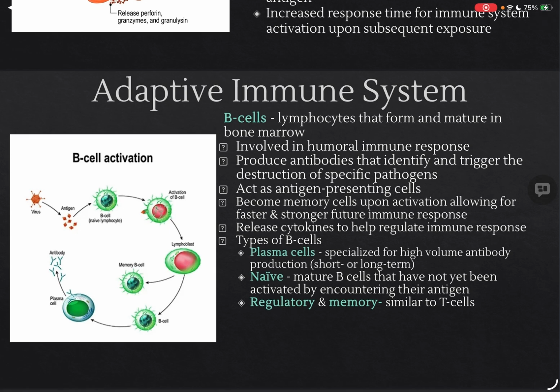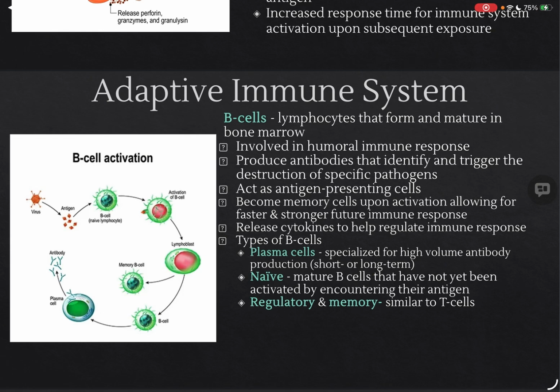B cells are lymphocytes that form and mature in bone marrow. So they both start in bone marrow, but T cells mature in the thymus, while B cells mature still in the bone marrow, which is B, bone marrow. They're involved in the humoral immune response, and they produce antibodies that identify and trigger the destruction of specific pathogens.